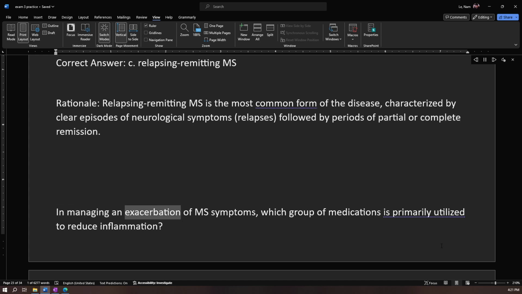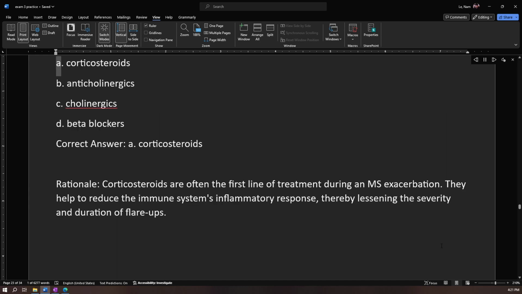In managing an exacerbation of MS symptoms, which group of medications is primarily utilized to reduce inflammation? A. Corticosteroids. B. Anticholinergics. C. Cholinergics. D. Beta blockers. Correct answer. A. Corticosteroids. Rationale. Corticosteroids are often the first line of treatment during an MS exacerbation. They help to reduce the immune system's inflammatory response, thereby lessening the severity and duration of flare-ups.